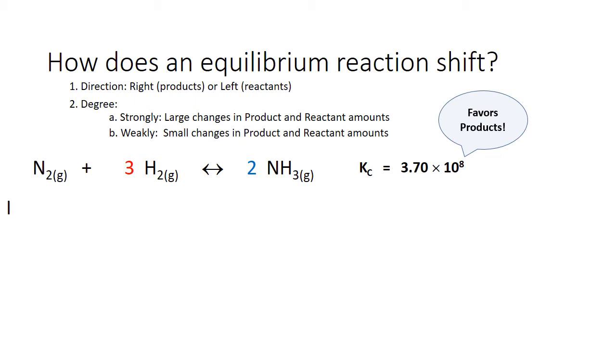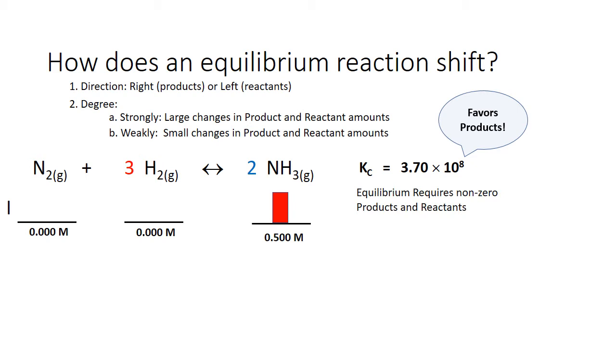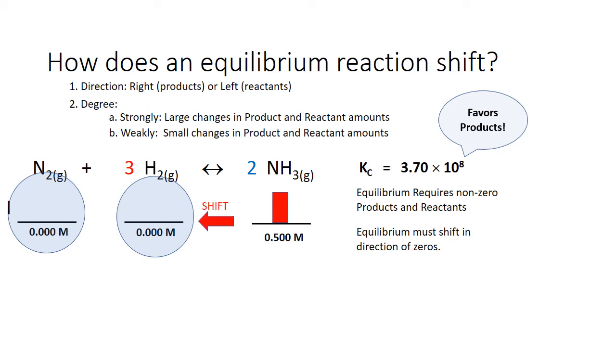An initial condition begins with absolutely no N2 present and no H2 present. There are no reactants present initially. However, there is an initial concentration of the product, NH3, and it is at 0.500 molar. As we've seen before, equilibrium requires non-zero product and reactant amounts. In this case, the equilibrium must shift in the direction of the zeros, and the two zeros are both reactants. Thus, the reaction is going to shift to the left.